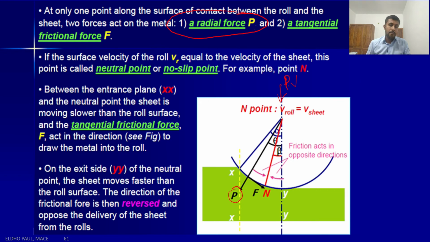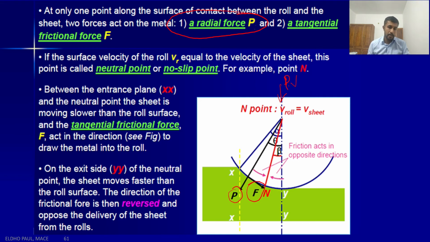Another force involved is the frictional force. I already explained that there is friction between the workpiece and the roller, and this frictional force is towards the right. F is the frictional force acting on the interface between the workpiece and the roller. So these are the two main forces involved in the rolling process.